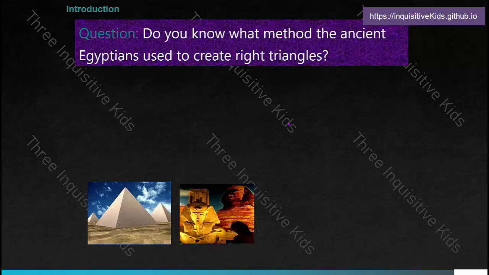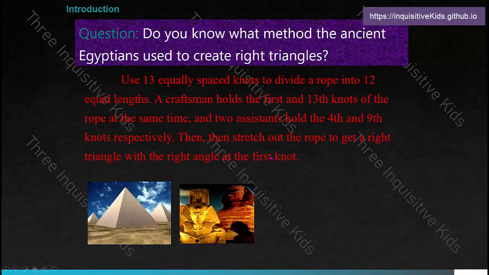So, as our introduction, do you know what method the ancient Egyptians used to create right triangles? Well, you probably don't. So, here was their method. First, take a rope, this is going to be a rough drawing of just a random rope, and use 13 equally spaced knots to divide the rope into 12 equal lengths. So that would be 1, 2, and so on.